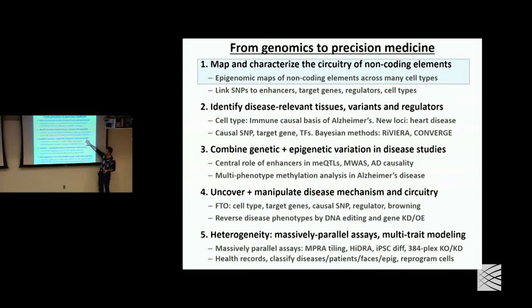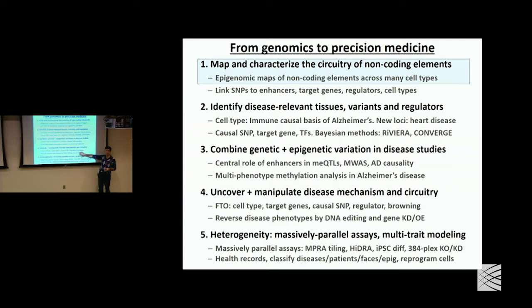Number three, we're not going to just look at reference epigenomes, we're going to look at differences in the epigenome. So epigenetic variation in the context of genetic variation, in the context of disease, to basically look at the covariation in this long path to disease.